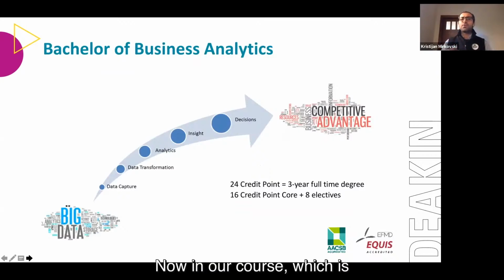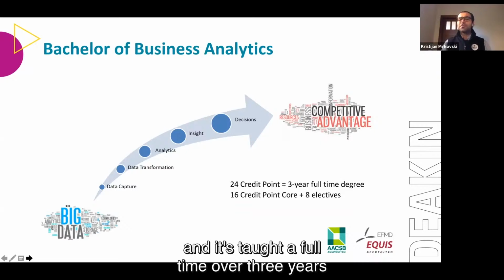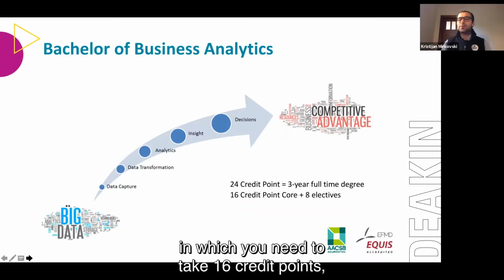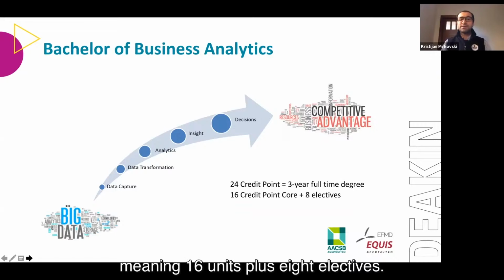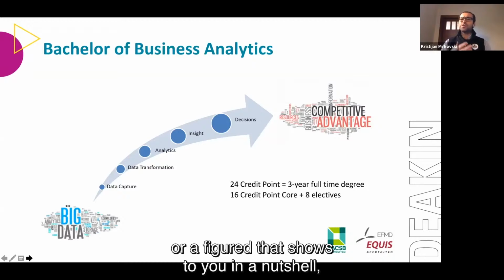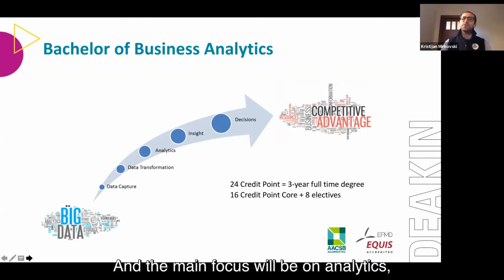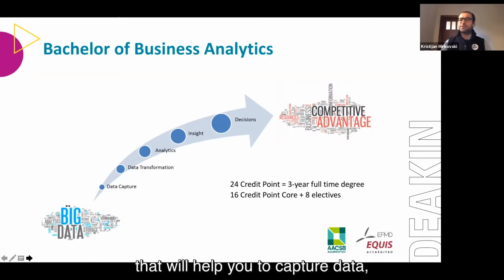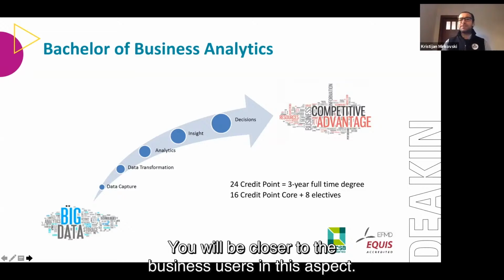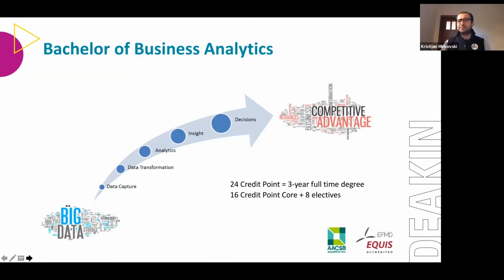Now, our course, the Bachelor's of Business Analytics, is a 24 credit point course, taught full-time over 3 years, in which you need to take 16 core units plus 8 electives. And this is just a figure that shows you in a nutshell what business analytics is about. We'll teach you how to capture data and transform data, but not to a larger extent like in data science. The main focus will be on analytics, meaning we'll teach you all of these different tools that will help you to capture data, and more importantly, analyze this data so that you can extract insights and then relate these insights to the business strategy, okay? You will be sort of closer to the business users in this aspect.